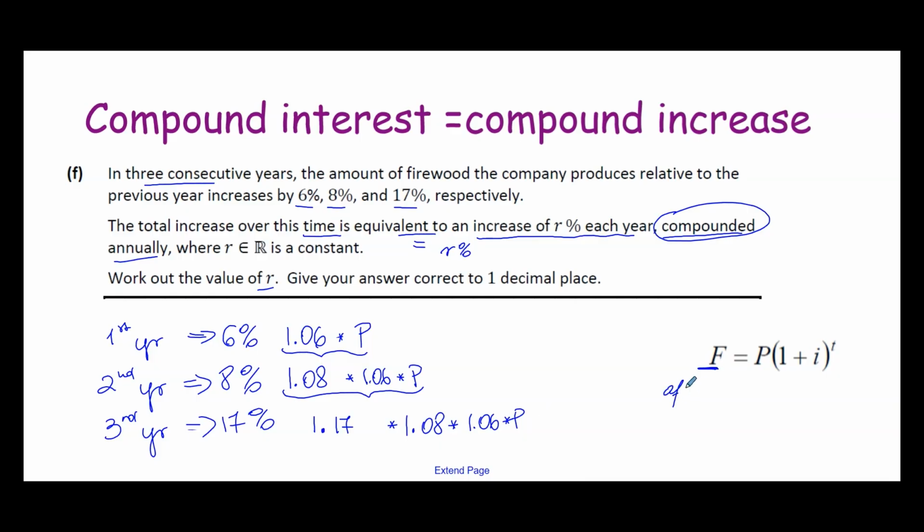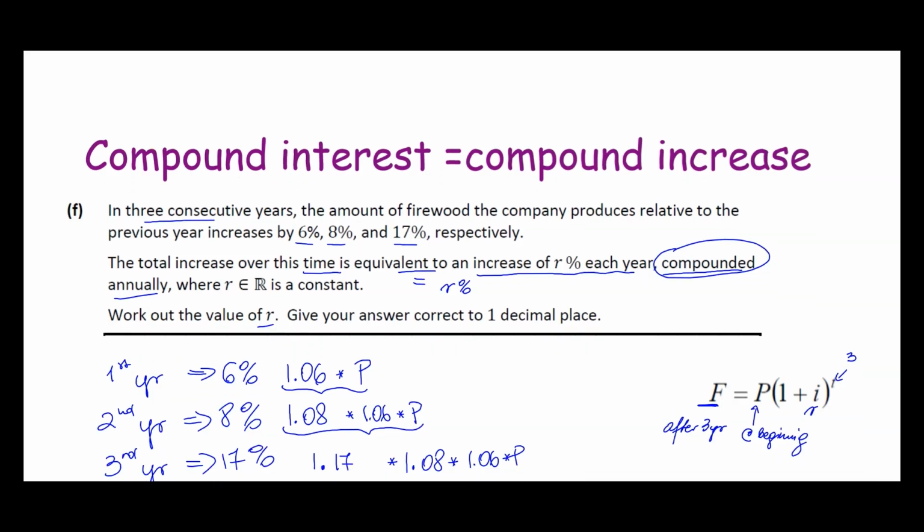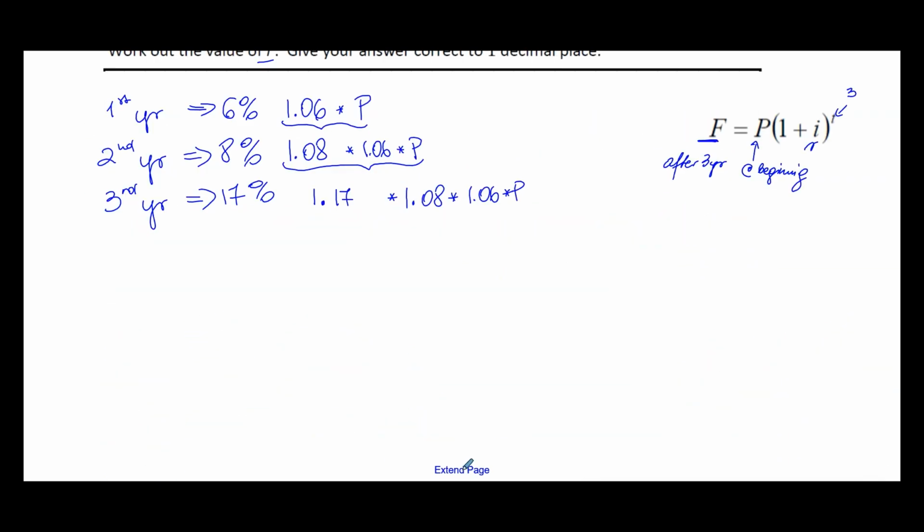So after 3 years, that's the future value. And then that is at the beginning. And I, that's my interest rate, and the time we are talking about is 3 years, isn't it? So that's what I'm saying. Very interesting take on this formula, where normally we are dealing with money, but here it's about increase. Okay, so let's see how we're going to do that. So after 3 years, how much do I have? That's what I have, isn't it?